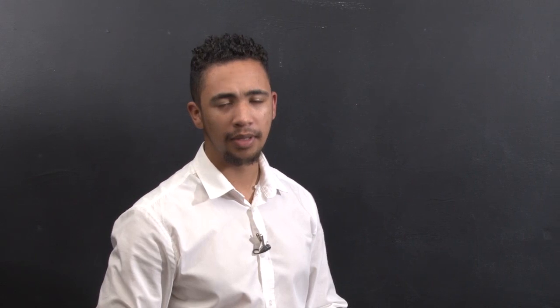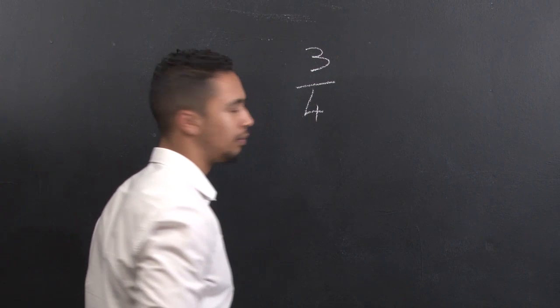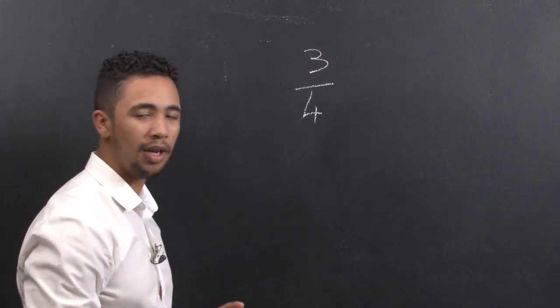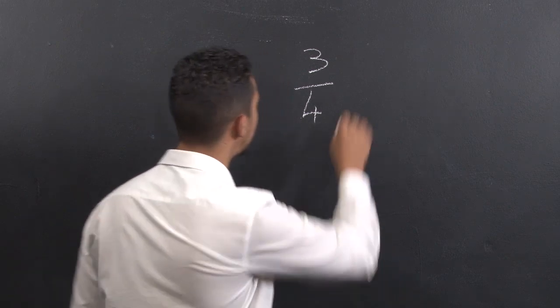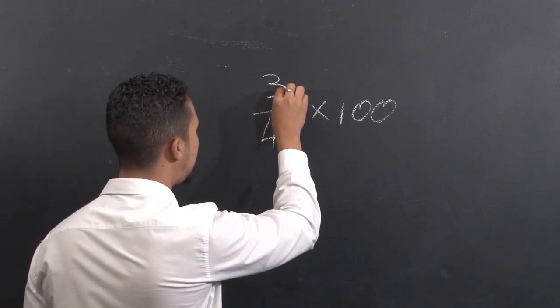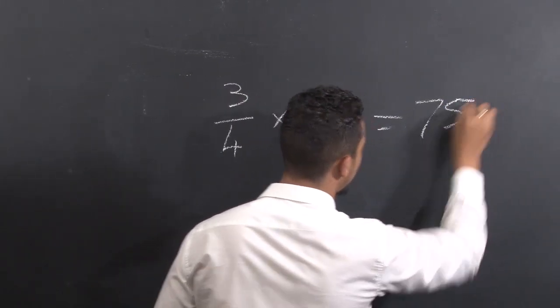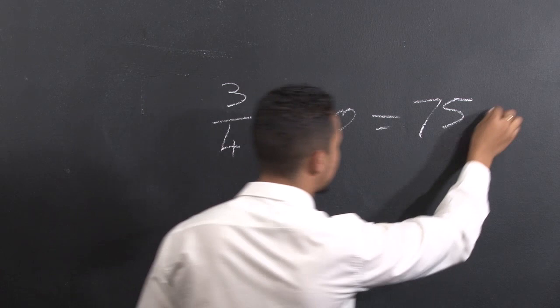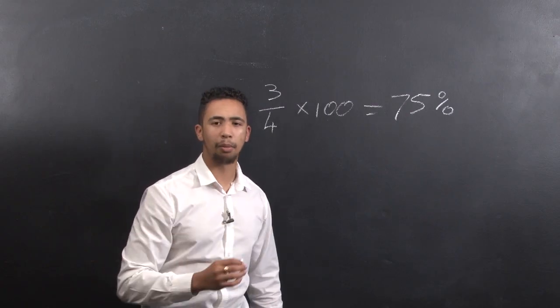So let's look at an example of how to convert a fraction to its percentage form. Let's look at the number 3 over 4. In order to convert a normal fraction into a percentage, we need to times it by 100. Punch this into your calculator. 3 divided by 4 times 100 will give you 75. 75 what? Percent. So that's example number 1.